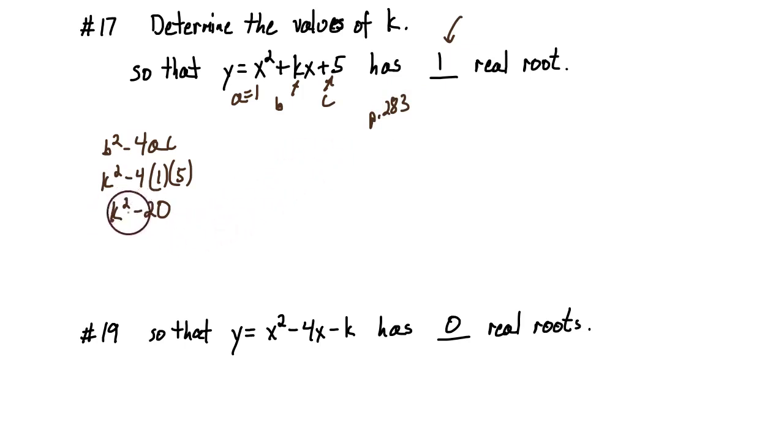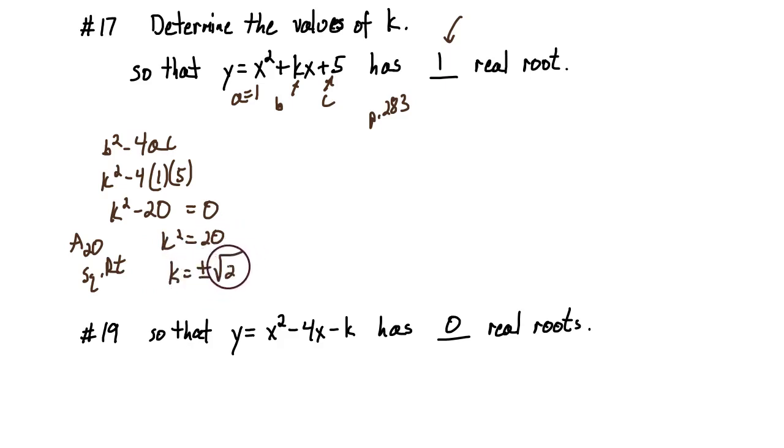So let's take our k squared minus 20 and say equals 0. Now we need to solve this equation in the fastest way we can. Let's add 20 to both sides, getting k squared equals 20, and then take the square root of both sides. The square root of k squared is k, and on the other side we get plus and minus square root of 20. The square root of 20 can be simplified if you think of 20 as 4 times 5. So it would probably be better to write this as plus and minus 2 square root of 5.